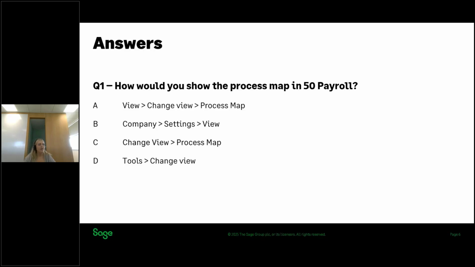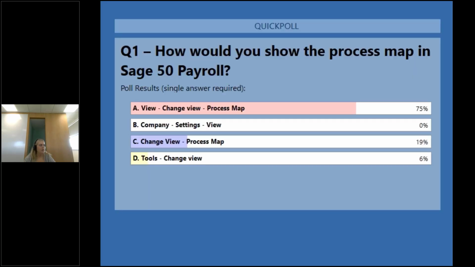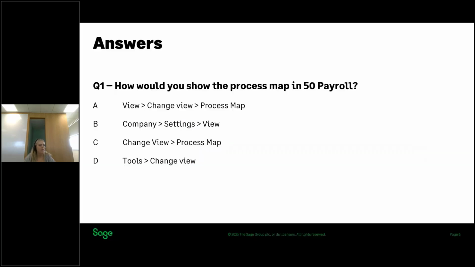So, question number 1. How would you show the process map in Sage 50 Payroll? Let's take a little look and see what everyone thought. So it looks like most people went for answer A. I have got some people going for C and D as well, but it looks like the correct answer for this one was A, view, change view, and then process map.